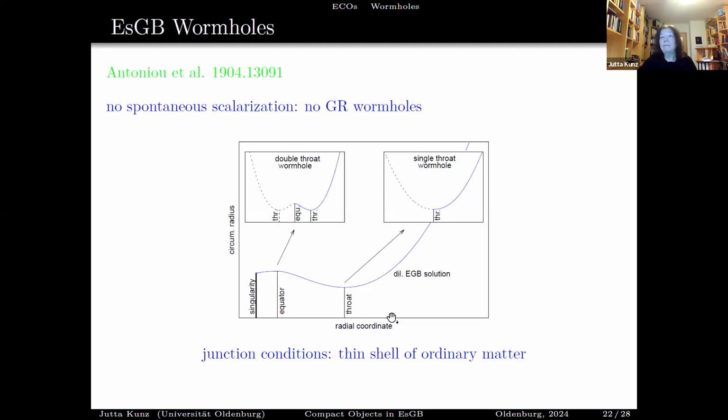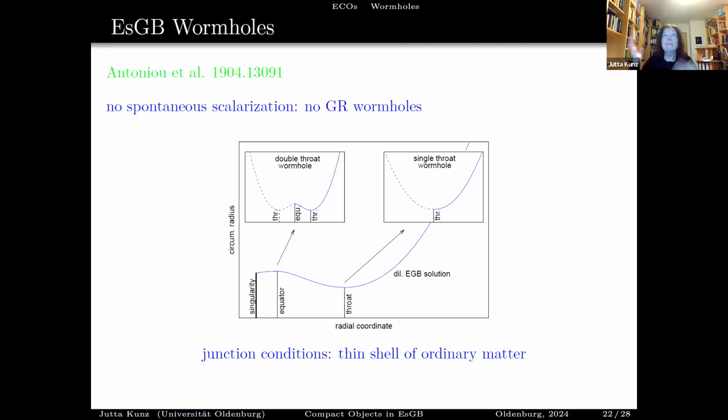One of the functions that we have here in our metric is perfectly fine, differentiable, and this is not the problem. But the other metric function that we have and the scalar field function is only continuous, but not continuously differentiable. And therefore, if we want to have this as a good solution, we have to put some matter right there at the throat or at the equator.